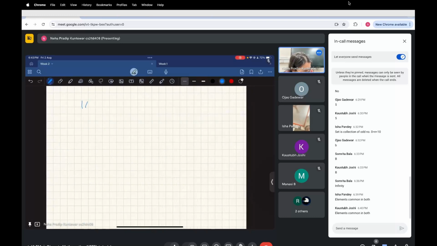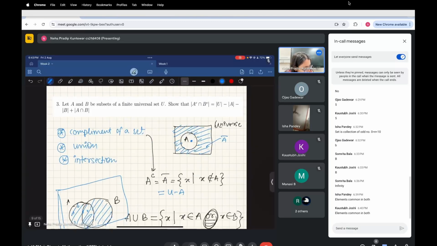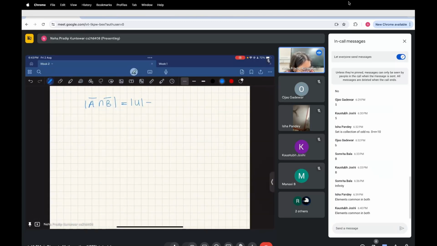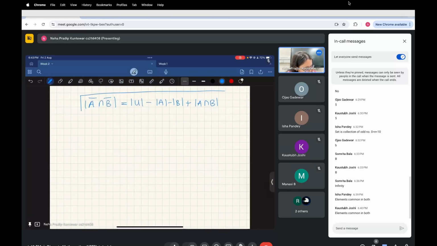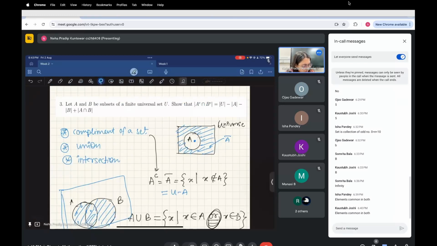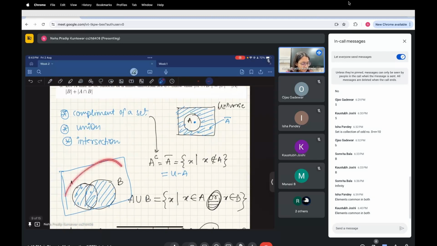Okay, so let me just write. I'm writing complement with the bar notation, I hope that is fine. Let me write down the equation we want to prove. So this is what you have. This is what you want to prove, and I'll write one approach, which is to draw the diagrams for both of them and see whether they are matching.